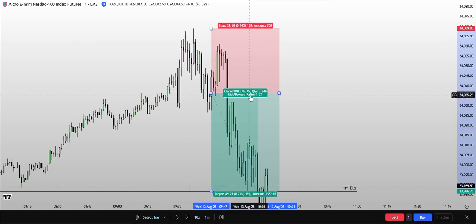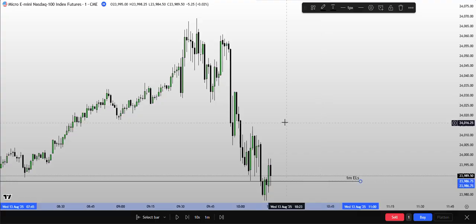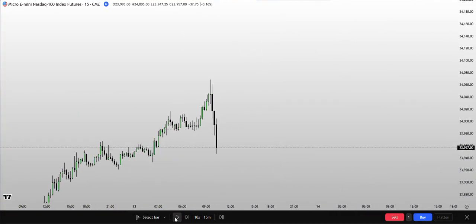1.53 to that high. Stop above the high, targeting that low. Drawn liquidity, absolutely correct. Tapped into, very nice. Again, you're just finding areas on the chart where there's damage to be done.